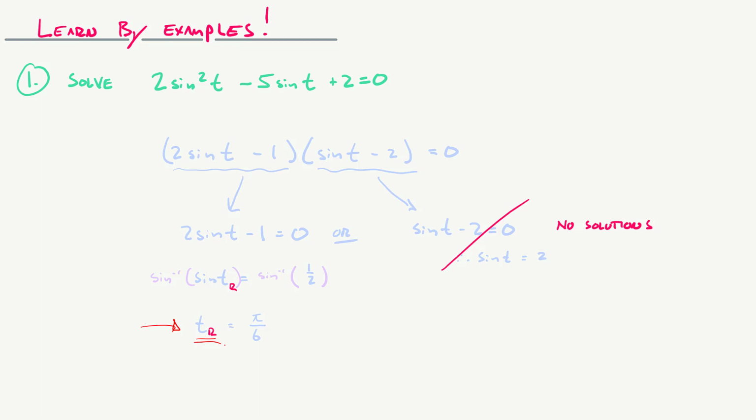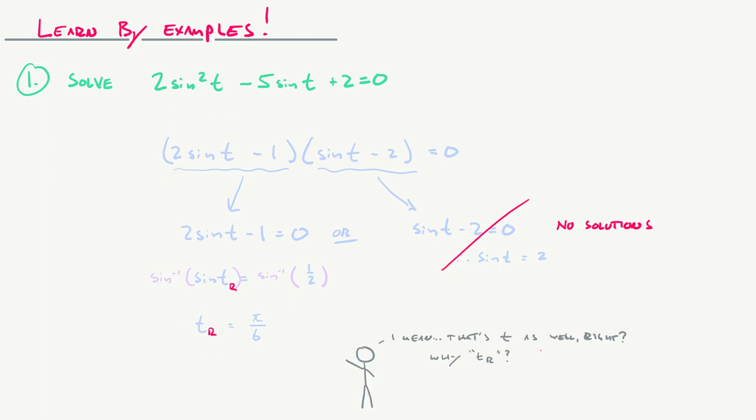So pi over 6 is surely a solution, but then anything coterminal with pi over 6 is also going to be a solution. And in fact, there might be other angle measurements that also give you 1/2, that also make this thing 0 when you plug them into t. And so that's why I really like to use this. Look, what we just found is the reference angle. Now we need to unpack what kind of solutions there are. How many solutions are there?